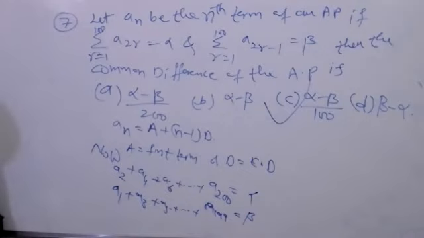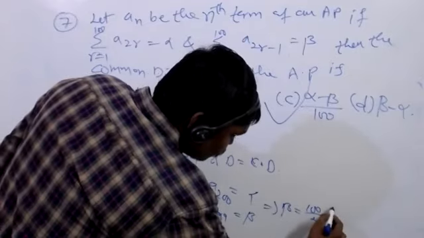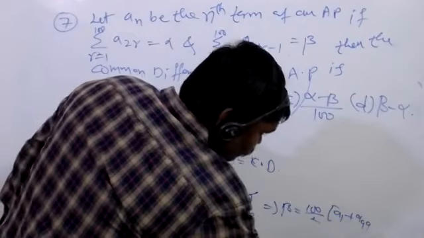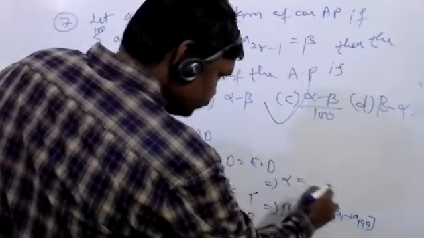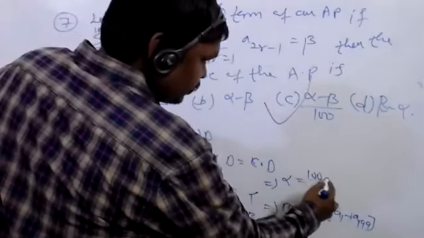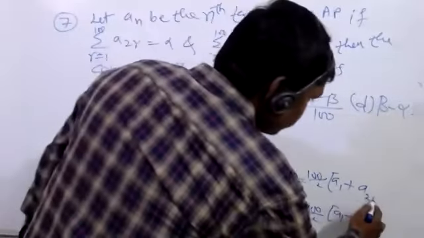Beta is equal to, and alpha is equal to 100 upon 2 into a1 plus a200, right?